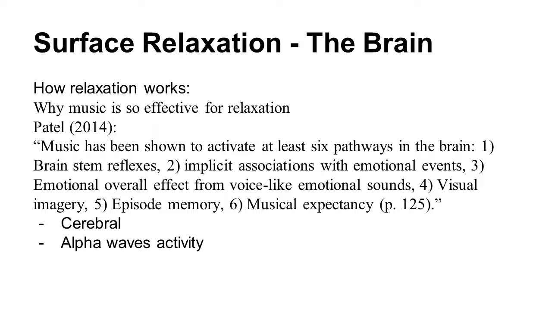And why does music work so well for relaxation if it's causing so much processing in the brain? I'm going to read this quote to you. Music has been shown to activate at least 6 pathways in the brain. 1. The brain's stem reflexes. 2. Implicit associations with emotional events. 3. Emotional overall effect from voice-like emotional sounds. 4. Visual imagery. 5. Episodic memory. And 6. Musical expectancy.